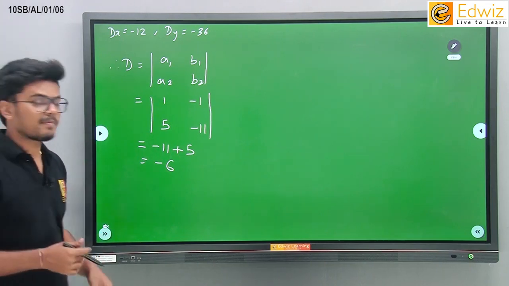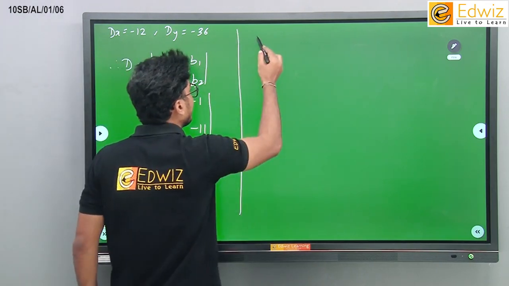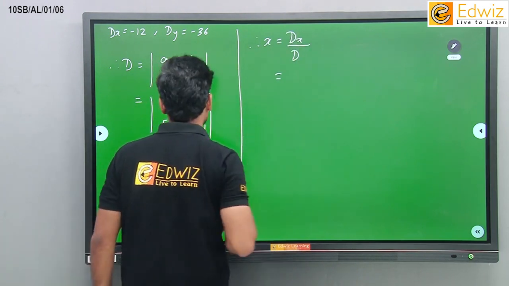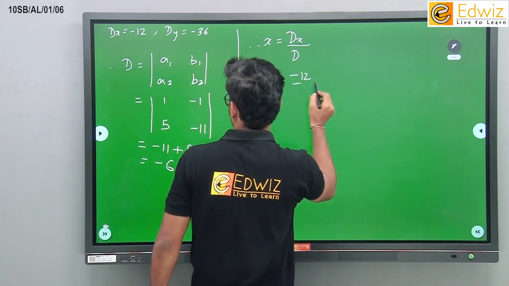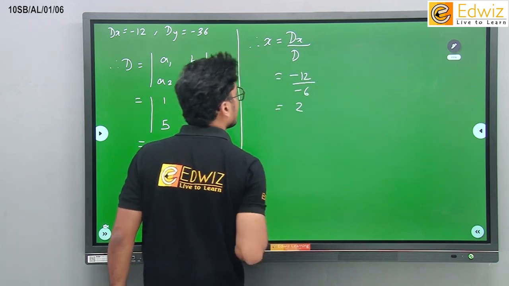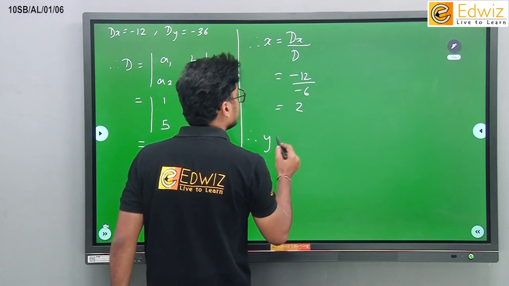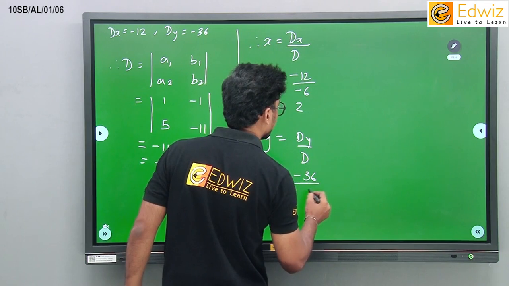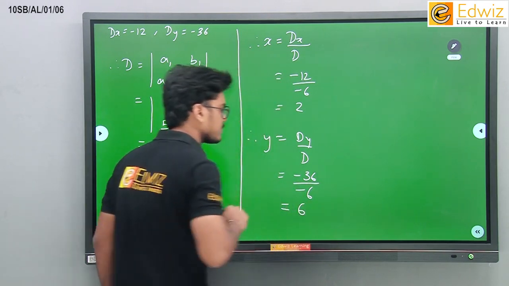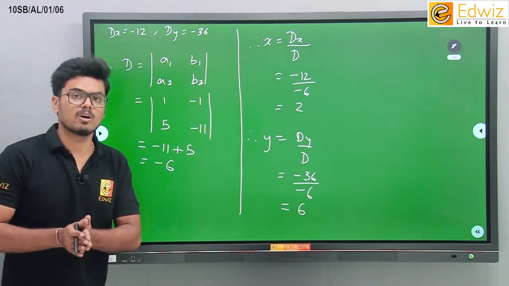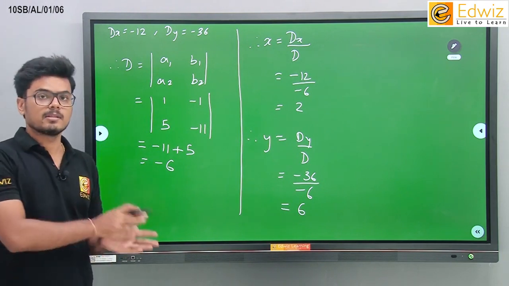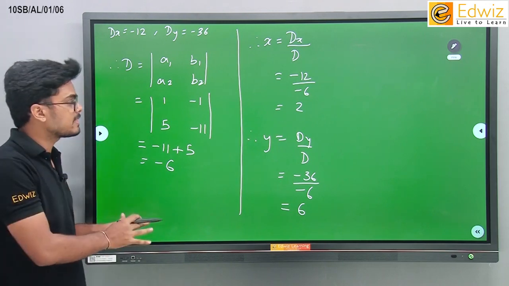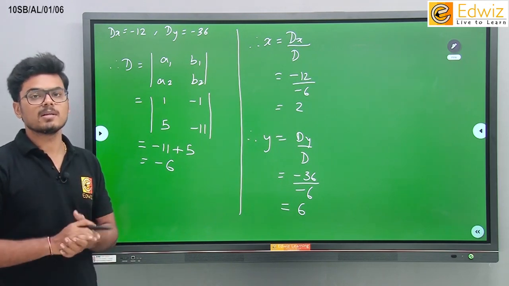Okay, so from here let us find out x and y finally. The value of x will be dx upon d, that is -12 upon -6, which is 2, and the value of y is dy upon d, that is minus 36 upon minus 6, that is just 6. Okay, so 2 and 6, finally we got the values of x and y. Okay, so this is how you solve this question. This was a little bit different, that's why I solved it. So finish this, I'll give you 1 minute, then we'll move on to the next question.